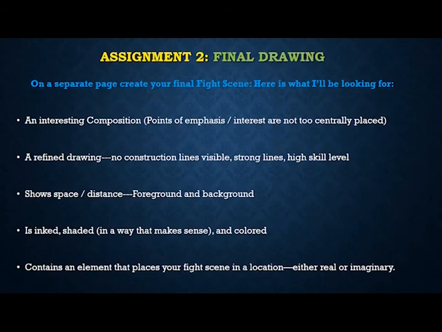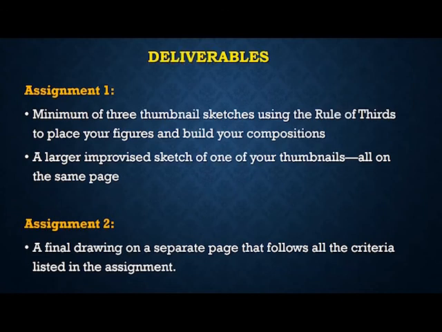Assignment 1, your planning stage, your thumbnails, your gesture, your rule of thirds, your composition, your improvised drawing. Assignment 2 is that final drawing. And all of the different criteria is here. I already went over all of that, okay? So this is really just sort of driving home what I've already went over. Assignment 1, minimum of 3 thumbnail sketches using the rule of thirds to place your figures and build your compositions, and a larger improvised sketch of one of your thumbnails all on the same page. Assignment 2, a final drawing on a separate page that follows all the criteria listed in the assignment.